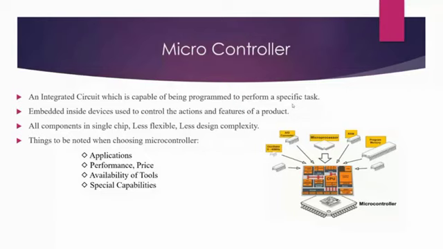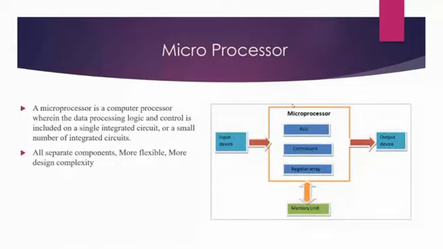Microprocessor. A microprocessor is a computer processor wherein the data processing logic and control is included on a single integrated circuit or a small number of integrated circuits. All components are separate, more flexible, more design complexity. The block diagram of a microprocessor is shown here. Microprocessor has ALU which stands for arithmetic logic unit, control unit, register array, and it has input device and output device. It has output memory unit.